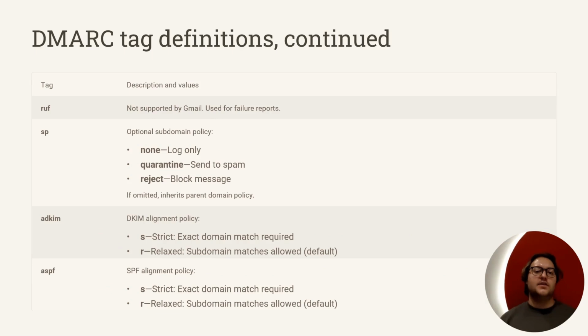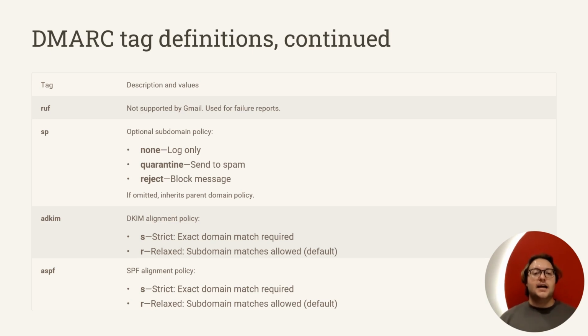This slide covers additional DMARC tags that are not always necessary, but still recommended for a complete policy. The RUF tag is not supported by Gmail and is used for failure reports. The SP tag defines the subdomain policy, which can be set to none, log only, quarantine, send to spam, or reject, block the message. If the SP tag is omitted, the subdomain inherits the parent domain's policy.